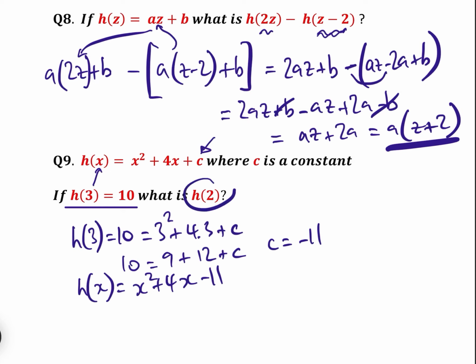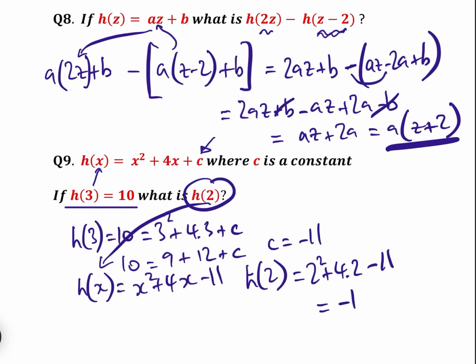And so therefore h of 2, which is actually what they're asking, all we need to do now is put 2 into it, which gives us, so h of 2 will be 2 squared add 4 times 2 minus 11, which equals 1. So the answer to question 9 is 1. Okay.